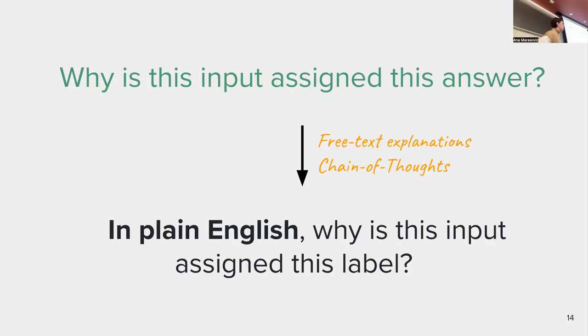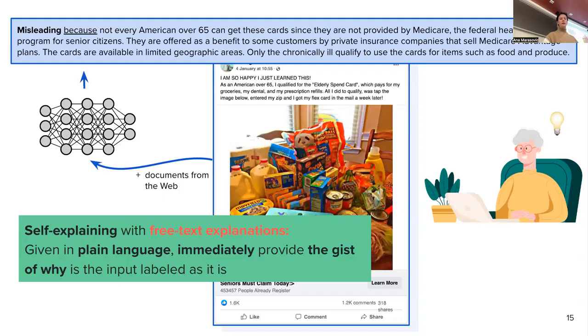Okay, moving on to another way of finding out why the input is assigned this answer. We have talked about just providing in plain English why the input is assigned the answer. And I have given you this motivating example with this elderly lady who wants to understand why a certain Facebook post was labeled as misleading, and her interest in knowing whether she's missing out on this great opportunity. And here we have this really long sausage of a sentence, but it's misleading because you need to have certain qualifiers to qualify for this. It's not like you are just being an elderly person, a retired person in the US.